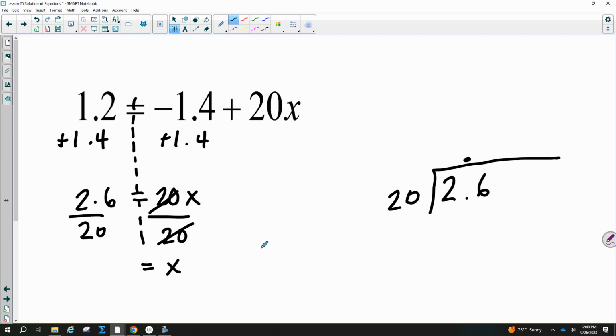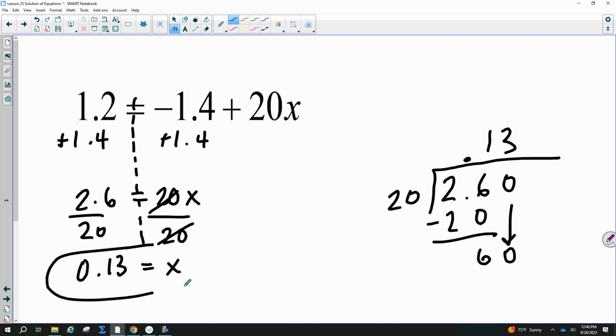How many times is 20 going into 26? Once. We subtract the 20. I get a 6. There is technically a 0 here. Okay, you can bring that down. How many times is 20 going into 60? All right, so I get 0.13. All right, so that's solving with decimals.